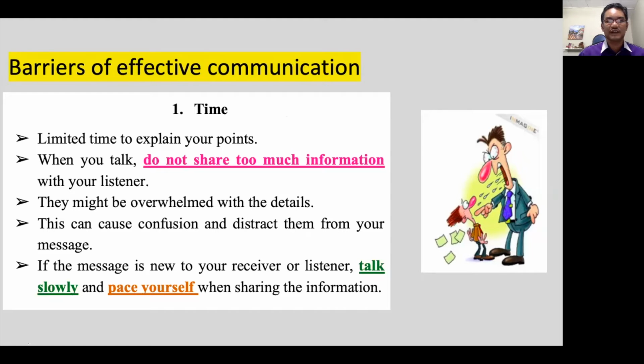Barriers of effective communication. Time, masa. Limited time to explain your points. Masa tak cukup nak terangkan pada kawan.